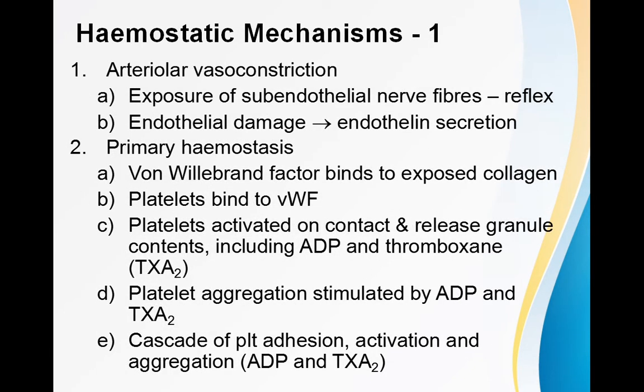Hemostatic mechanisms. Number 1: arterial vasoconstriction. Exposure of subendothelial nerve fibers, reflex. Endothelial damage registered, endothelin secretion. Primary hemostasis: von Willebrand factor binds to exposed collagen. Platelets bind to VWF. Platelets are activated on contact and release granule contents, including ADP and thromboxane. Platelet aggregation is stimulated by ADP and TXA2, a cascade of platelet adhesion, activation, and aggregation.